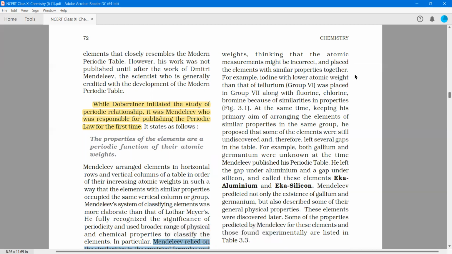इसने क्या किया कि atomic weight को उतना वेटेज नहीं दिया, और उसने उस टाइम पे सोचा कि शायद एटॉमिक वेट का मेजरमेंट गलत रहा होगा, बट उसने फोकस किस पे किया? मेन गोल उसका एटॉमिक वेट नहीं, उसका एलिमेंटल प्रॉपर्टीज था। तो एलिमेंटल प्रॉपर्टीज वाले को साथ में रख दिया, कुछ चीजें आगे पीछे की। For example, iodine with lower atomic weight than that of tellurium, that is group 6, was placed in group 7 along with fluorine, chlorine, bromine, because of similarities in properties.